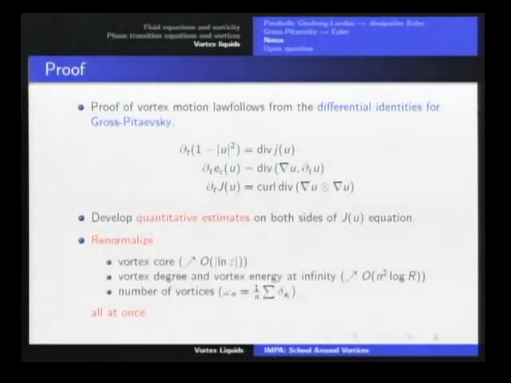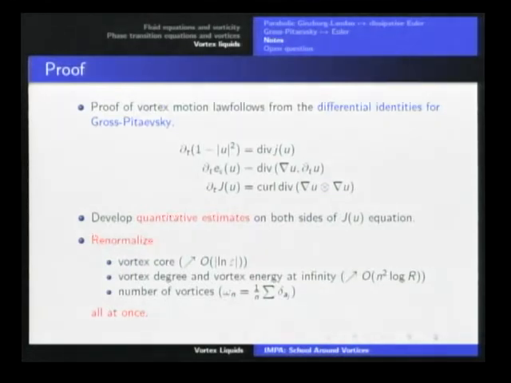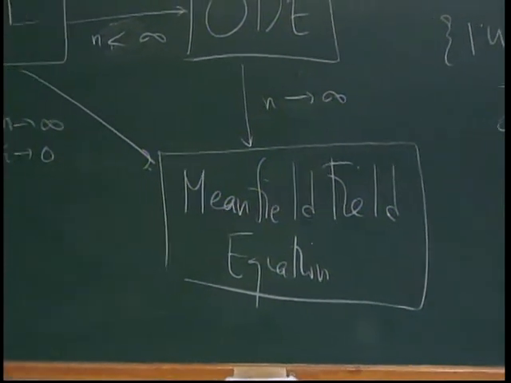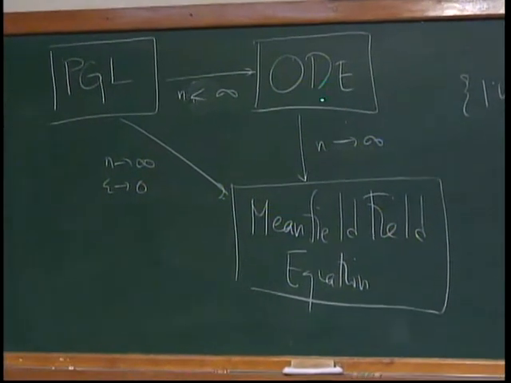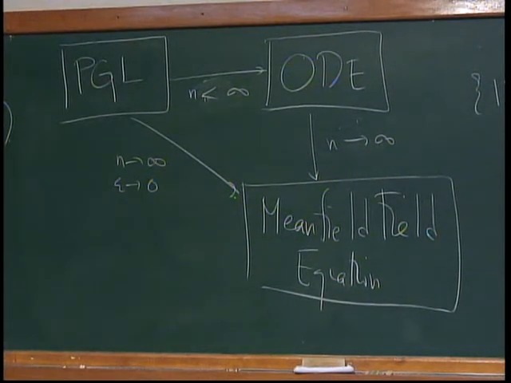And then the idea is to renormalize lots of different things. We have to renormalize the vortex core because that's blowing up. We have to renormalize the degree at infinity because that's blowing up. And then we have to renormalize the number of vortices because that's also blowing up. So there are three things we're simultaneously renormalizing all at once to make some connections between these two things. So this is the flavor. Again, going from the ODE to the mean field equation is what's well understood and kind of classical. The question then is going from the parabolic Ginzburg-Landau or the Schrodinger-Ginzburg-Landau to the ODE. That means understanding these phase transition equations with asymptotically large numbers of vortices.